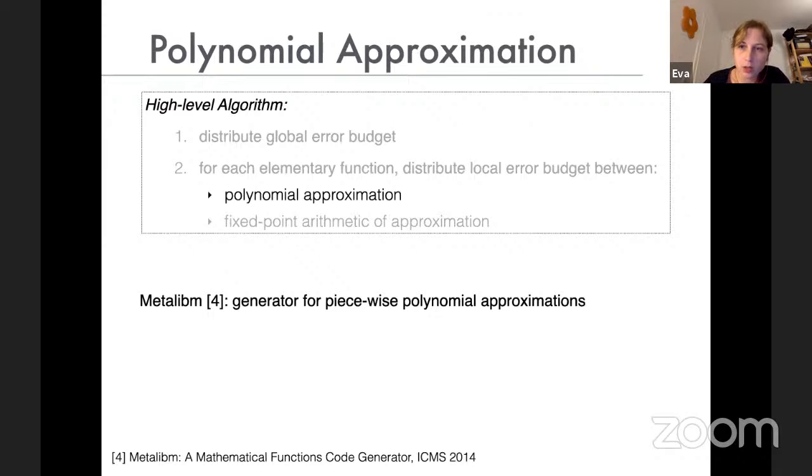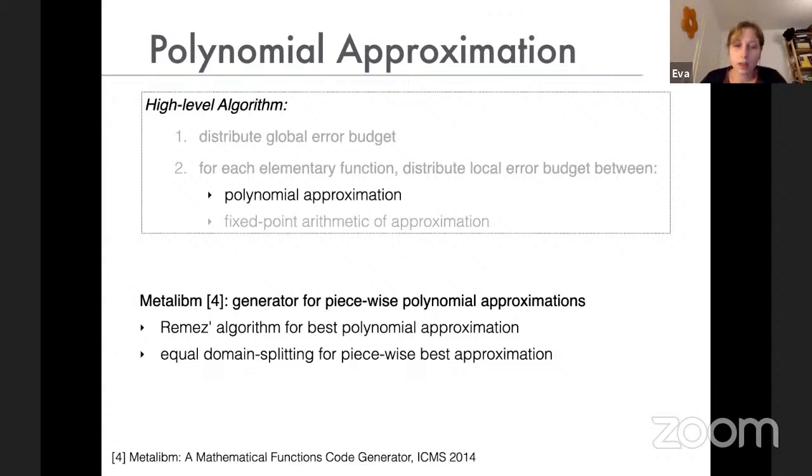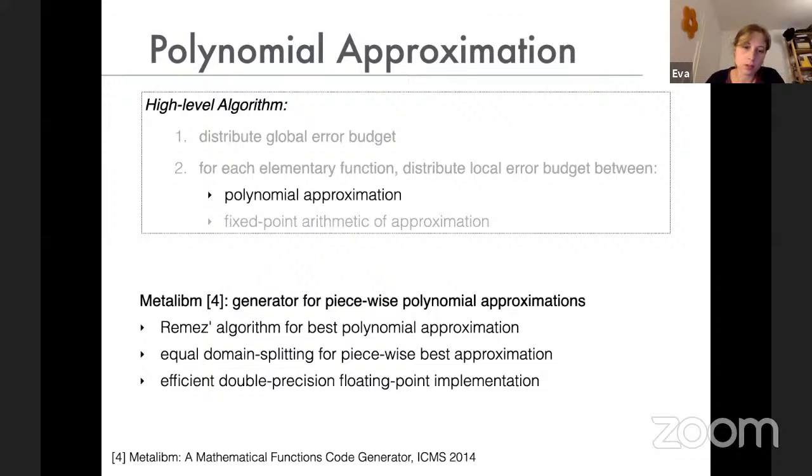For the polynomial approximation, we use some numerical analysis theory. So there are tools and theorems that give you the best polynomial approximation. This means that for a given degree, it will give you the best polynomial that has the smallest error. And we can also do domain splitting, so we can have for certain subdomains a different polynomial than for the others to get an optimal error. However, this theory can only generate the polynomials, and the tool in particular can only do floating point arithmetic. So we still have to do the fixed point implementation ourselves.